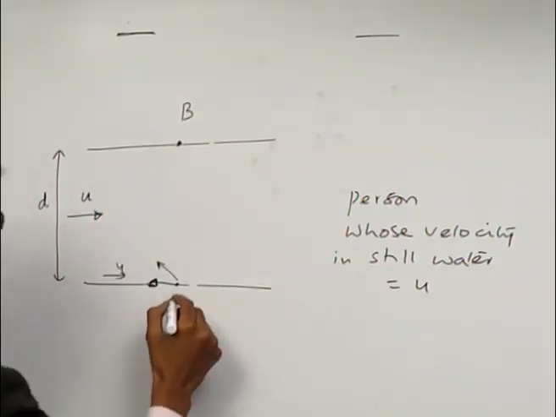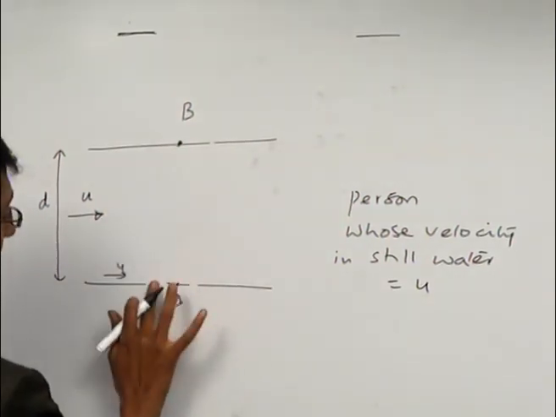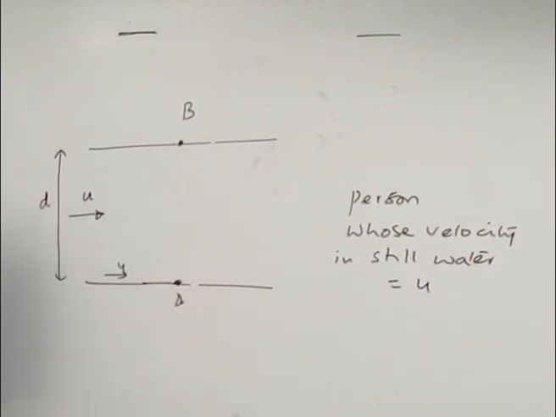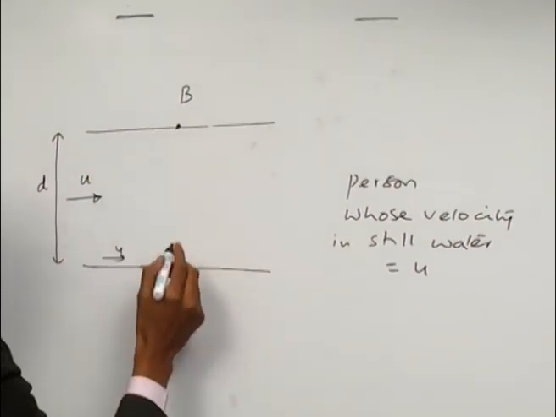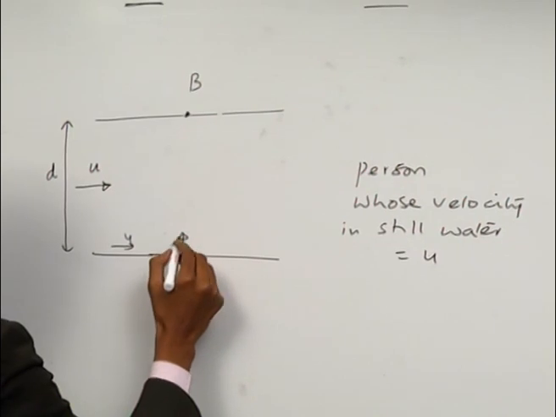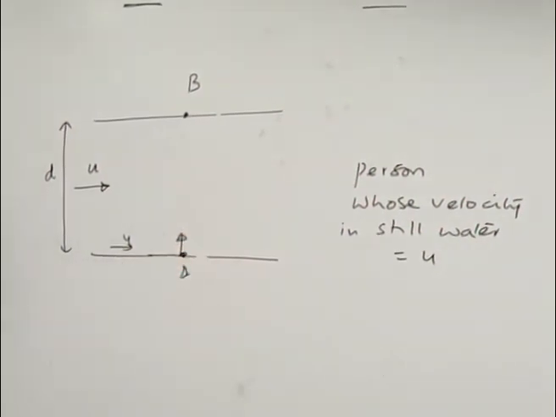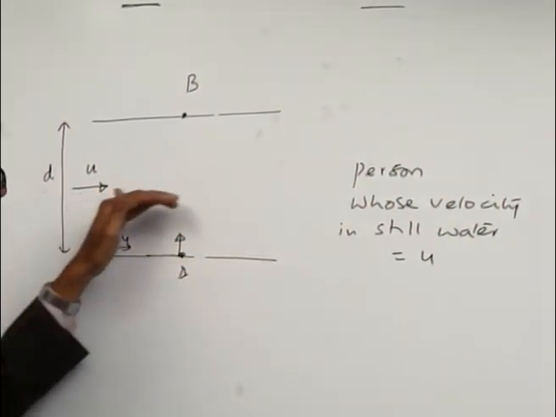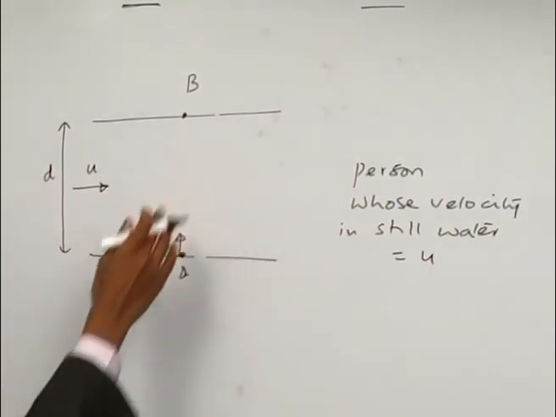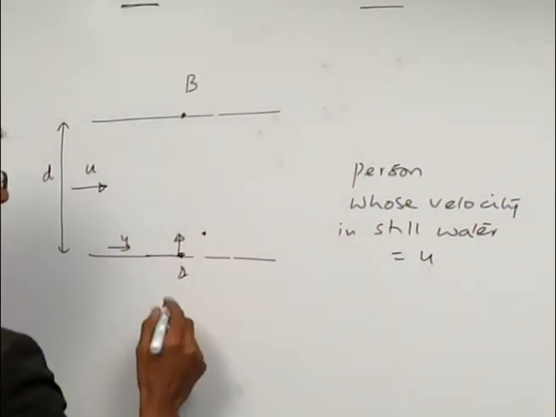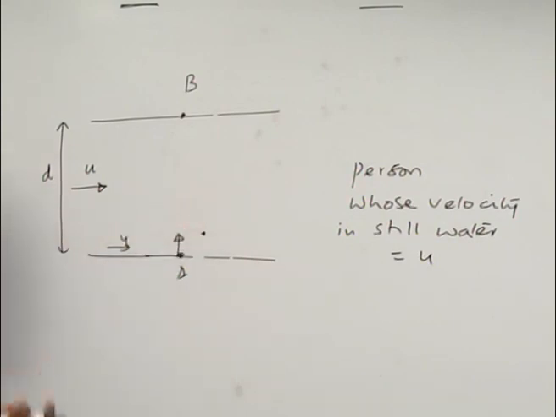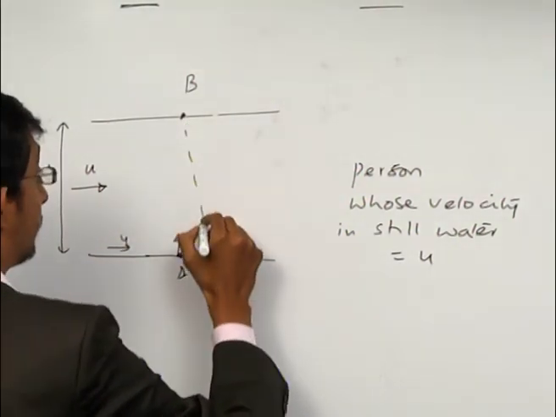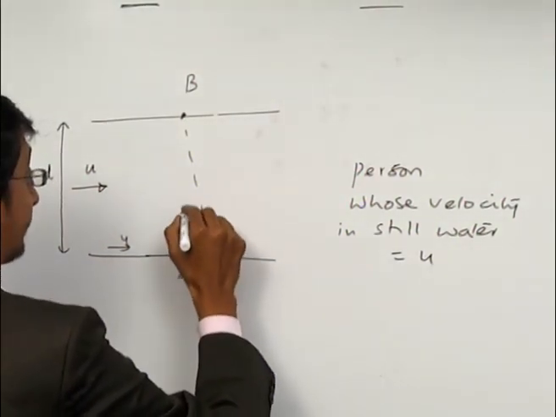But he swims in a strange fashion. What he does is, he is always swimming by aiming towards B. So right now he is aiming and swimming in that direction with speed u. After some time, the river would have taken him to the right because the river is flowing. So he will be here. He would have gone ahead, the river also took him to the right. But now he is aiming towards B and again swimming like that.